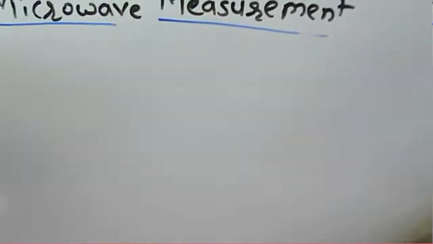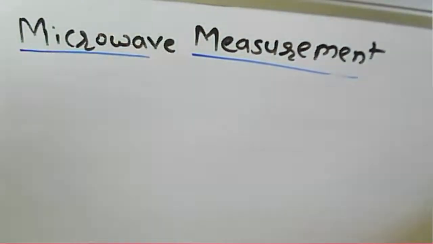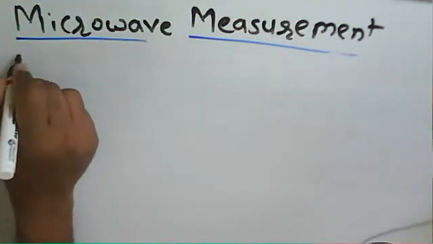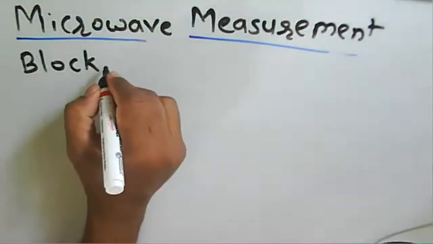rectangular waveguide, the blocks we said earlier. Okay, what are the various blocks for the microwave measurement? So in that case, we are supposed to know what the various microwave bench components are. So what are the various blocks of the microwave bench?